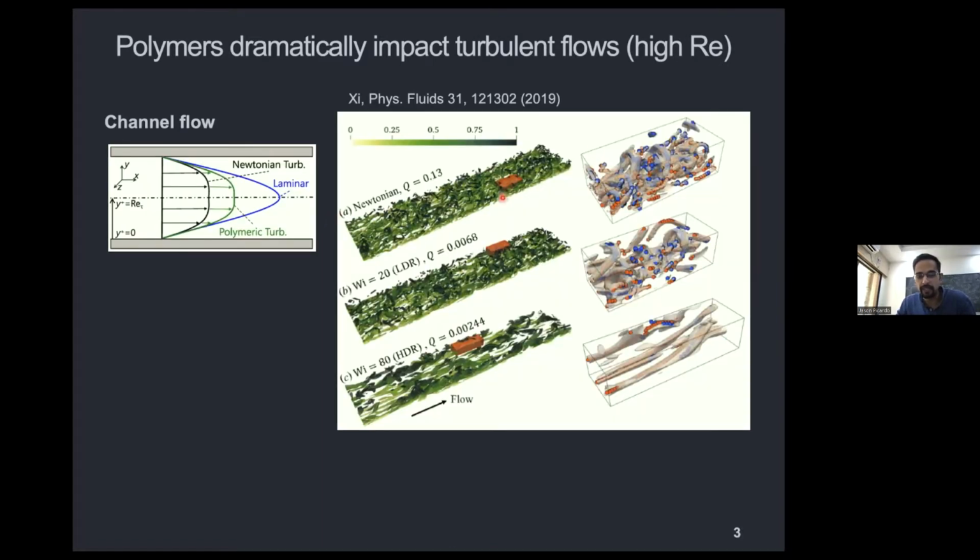By the way, these are simulations of the FENE-P continuum model. But of course, there have been many experiments which have seen this effect, and I'll be showing one later in the context of scission.